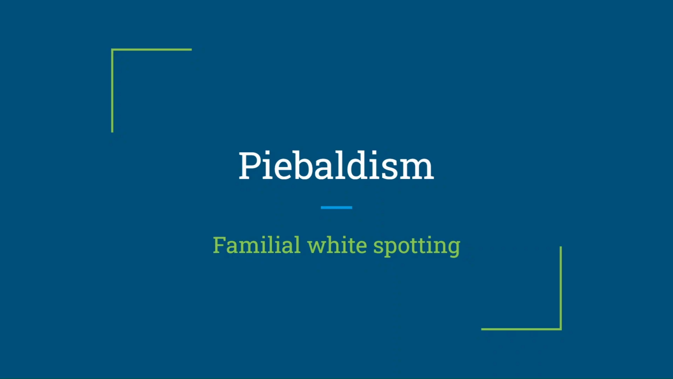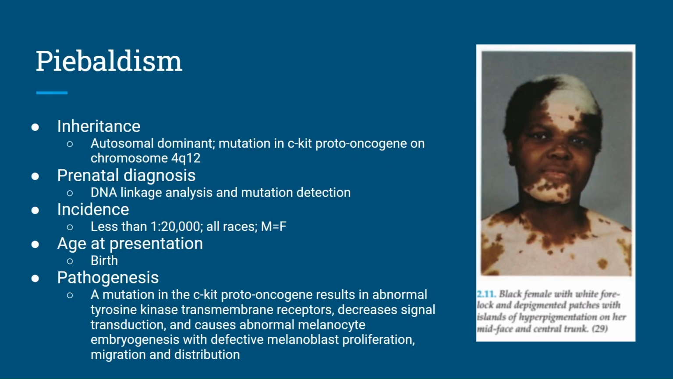So we got piebaldism here next, also known as familial white spotting. Piebaldism, inheritance here is autosomal dominant, mutations in the c-KIT proto-oncogene. You'll notice here that the mutation in the c-KIT proto-oncogene results in abnormal tyrosine kinase transmembrane receptors that decreases signal transduction and causes abnormal melanocyte embryogenesis. Therefore, you have defective melanoblast proliferation, migration, and distribution, which is responsible for the splotchy loss of pigment, like the example on the right here.